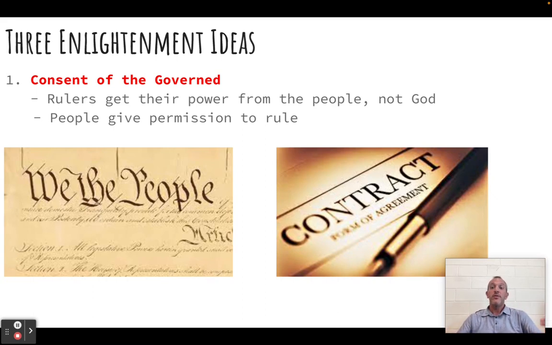This changes. The Enlightenment flips that around and says, no, it's not God who gives you the power. It's the people. Power to the people. And even in the Declaration of Independence and the Constitution, you see a lot about people, about citizens. In the Constitution, it starts with we the people. It's about people, not about God or supreme beings. And people give permission to rule is the idea in democracy, and that is called consent of the governed.